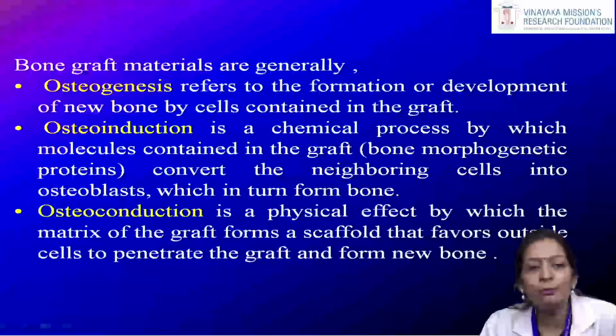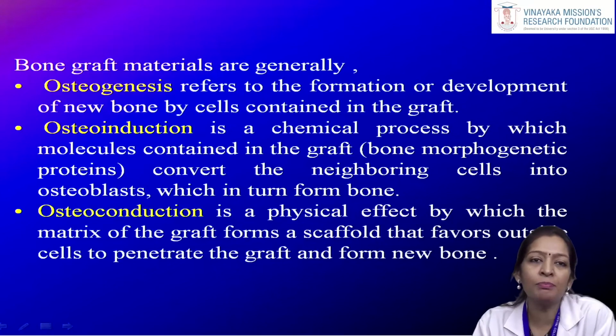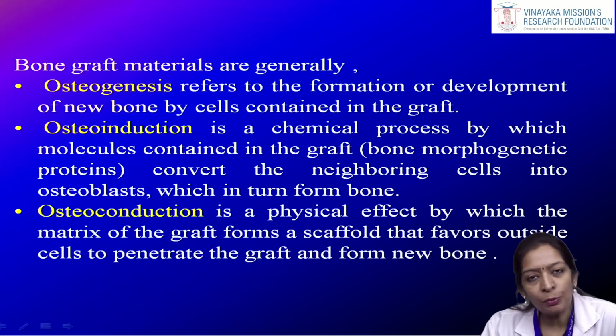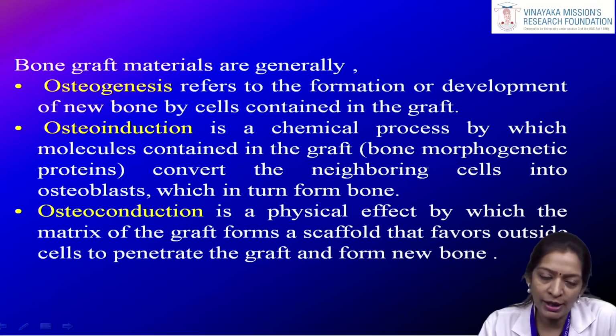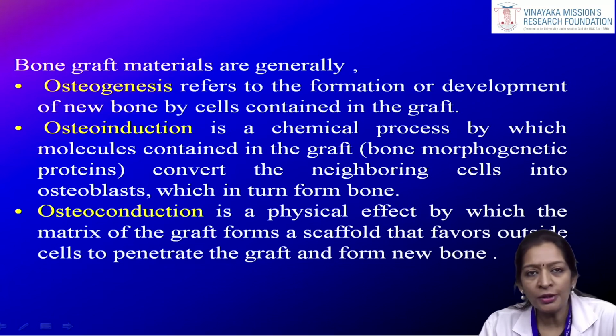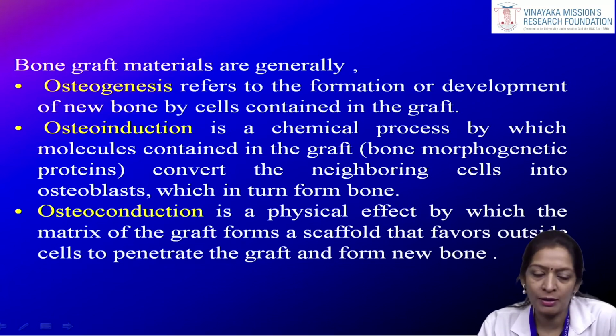So how do these bone grafts work? They should have a certain principle to work. Basically the bone grafts work under the principle of osteogenesis, osteoinduction or osteoconduction. What is osteogenesis? The bone forming cells are called osteoblasts. So osteogenesis is a process in which the cells contained in the graft have the ability to produce osteoblasts that help in the regeneration of new bone.